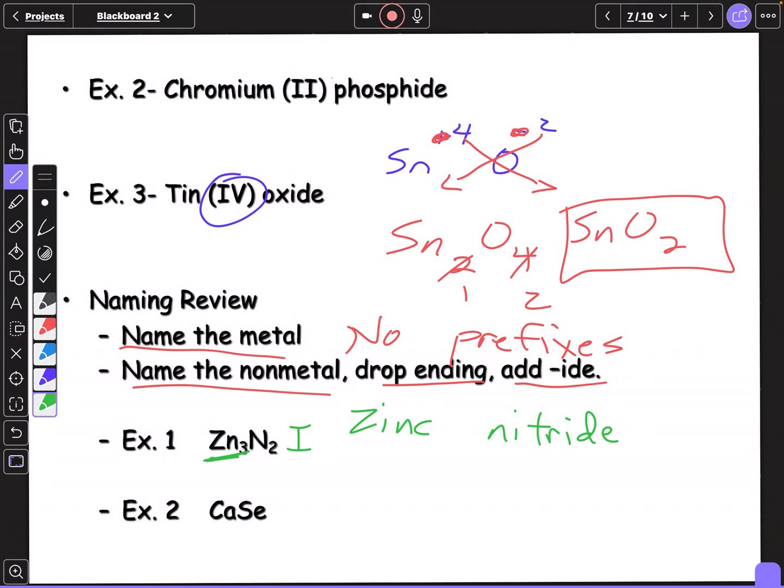And then this bottom example, CaSe, I look at the first element, that is calcium. It is in group 2A. It's on the left of the stair-step line. It is a metal, so this has to be an ionic compound. So I name it like one. Name the metal, calcium. Name the nonmetal, drop the ending and add IDE. It's calcium selenide. Selenium becomes selenide.